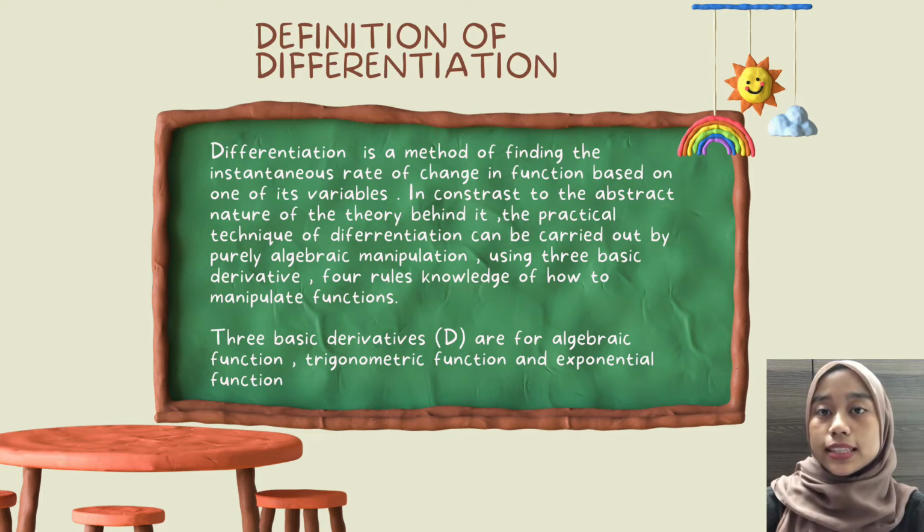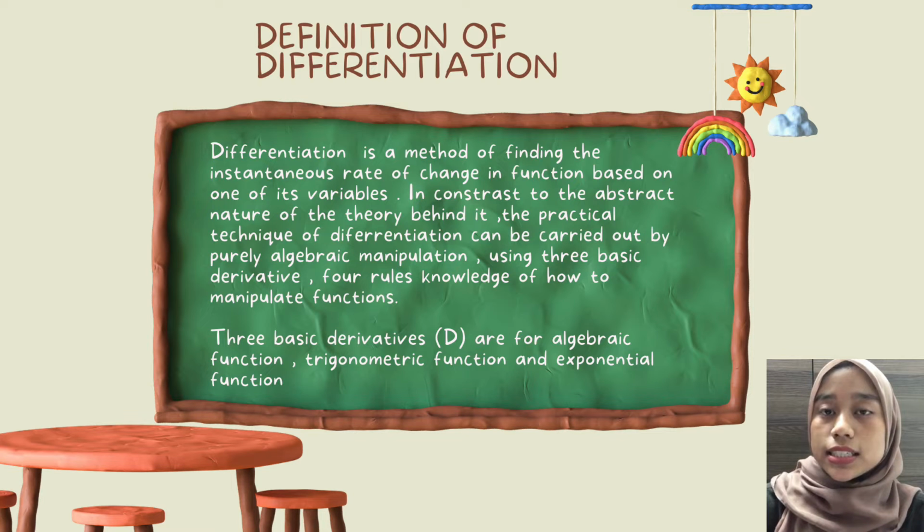So, let me explain a little bit about differentiation. The definition of differentiation is a method of finding the instantaneous rate of change in a function based on one of its variables. In contrast to the abstract nature of the theory behind it, the practical technique of differentiation can be carried out by purely algebraic manipulation. So, three basic derivatives are for algebraic function, trigonometric function, and exponent function.